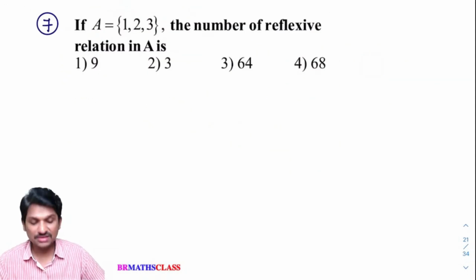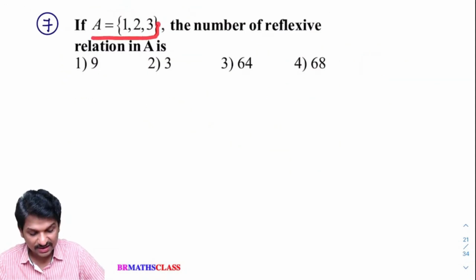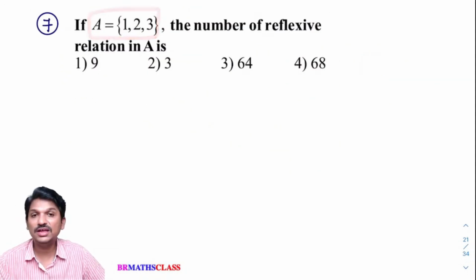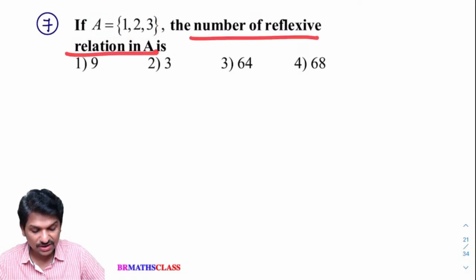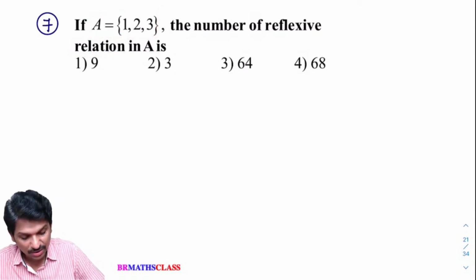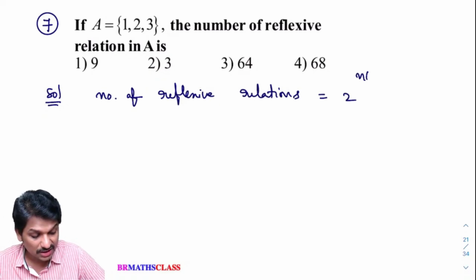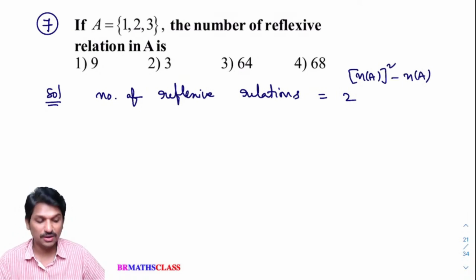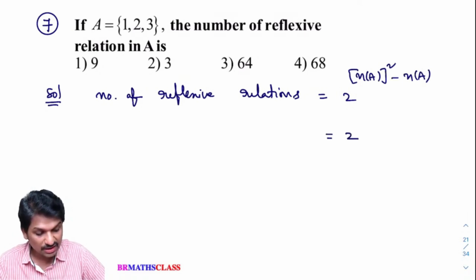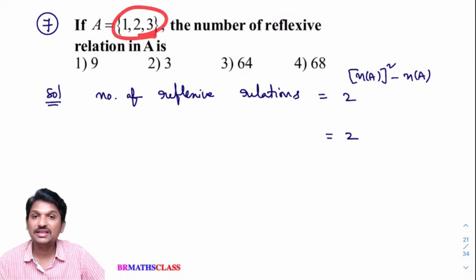Look here. What is this question? Set A is 1, 2, 3. Then what are they asking? The number of reflexive relations on set A. What is the formula? In the last class we discussed the number of reflexive relations. The formula is 2 power n of A whole squared minus n of A. This is the formula for the number of reflexive relations. Here, how many elements are there in set A? 3 elements are there.